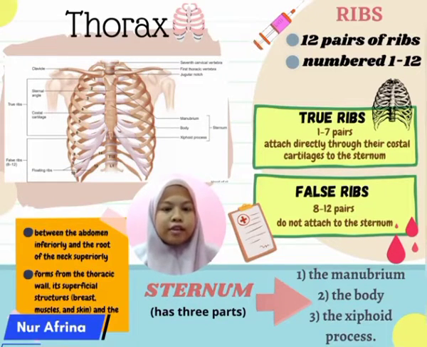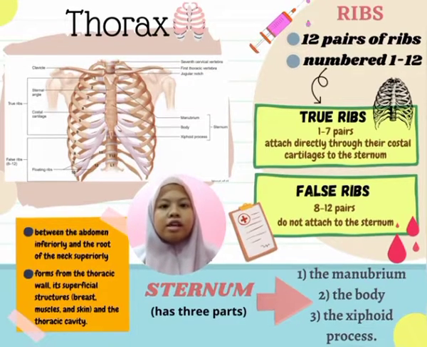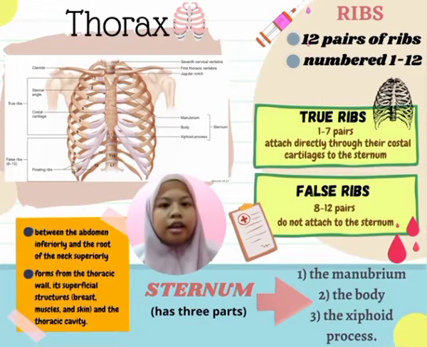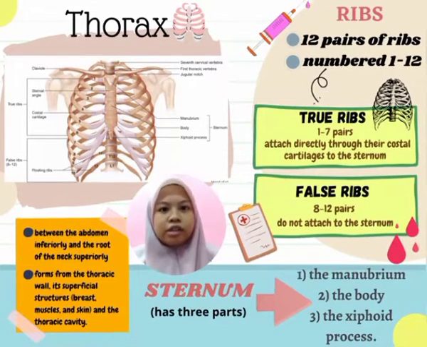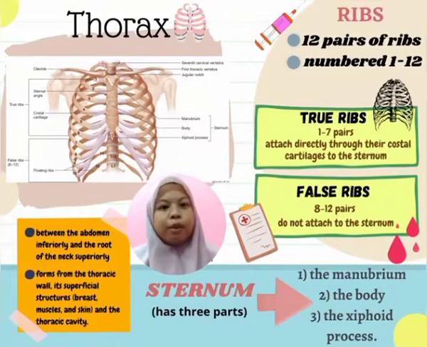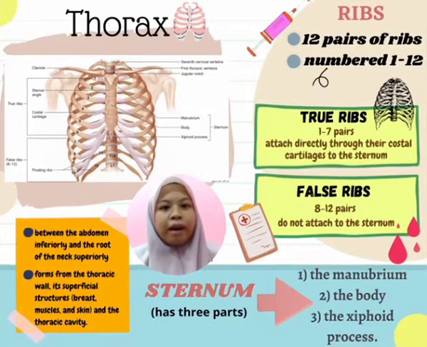So next is thorax. The thoracic cage or rib cage protects the vital organs within the thorax. It consists of the thoracic vertebrae, the ribs with their associated costal cartilage, and the sternum. There are 12 pairs of ribs which are numbered 1 through 12.